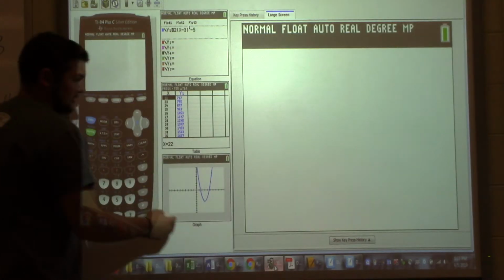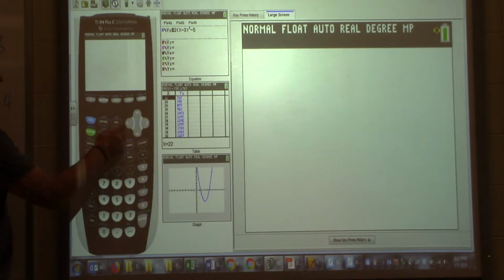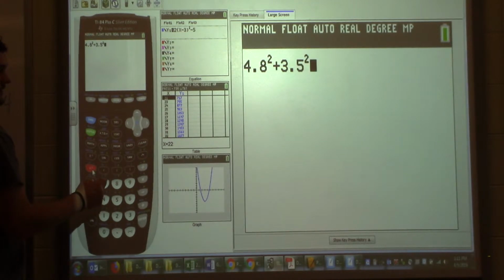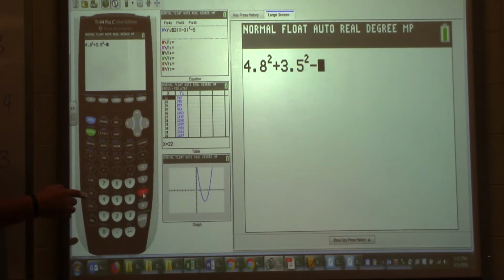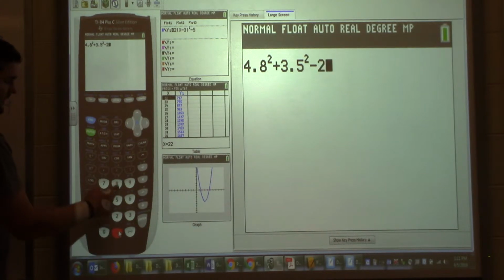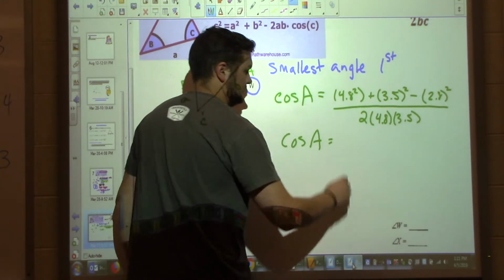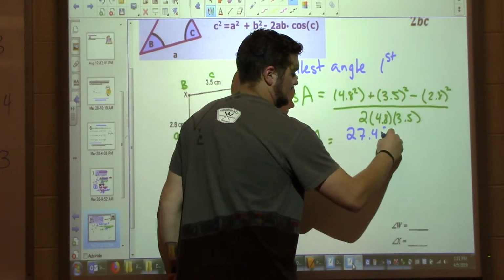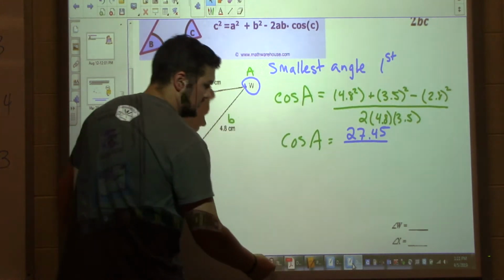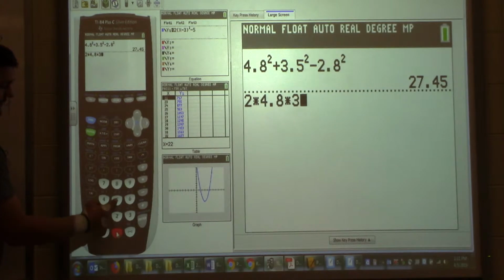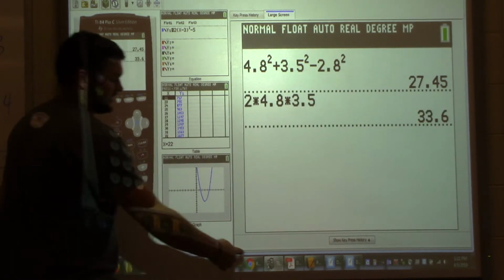So I would do 4.8, oops, that's not squared. 4.8 squared plus 3.5 squared minus, what was the other one, 2.8 squared. Then I would hit enter. So 27.45 over, and then I would do 2 times 4.8 times 3.5, 33.6.